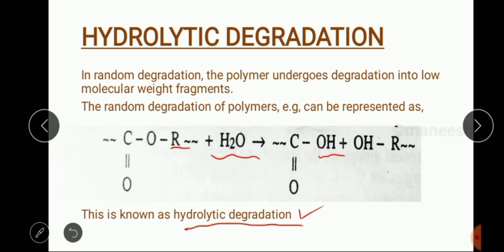Why is it known as hydrolytic degradation? Here degradation is caused by water.